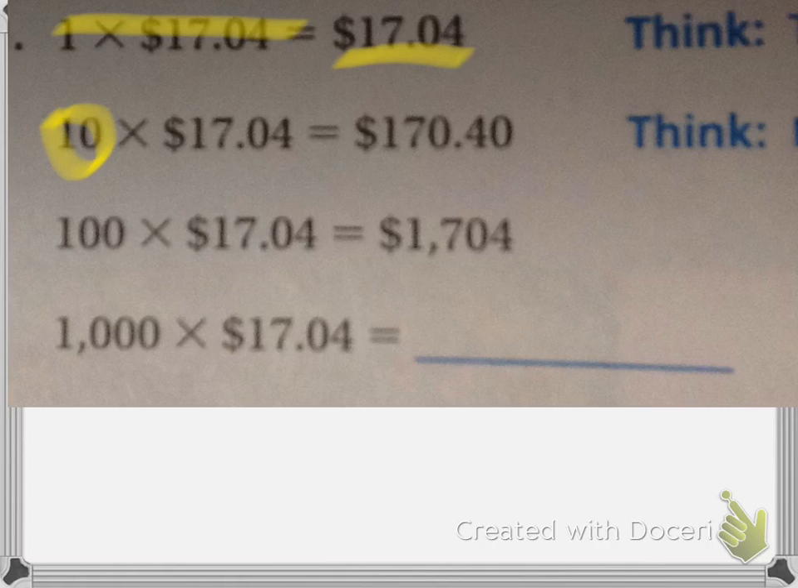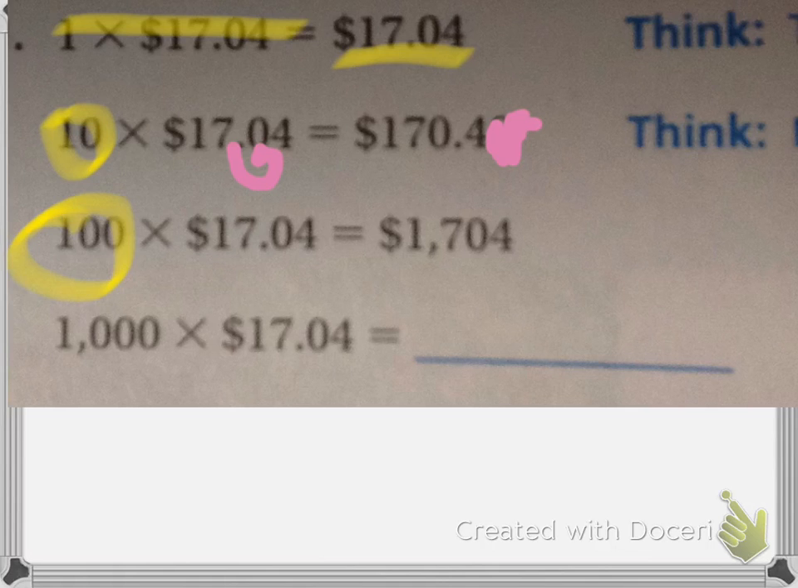Here's the big golden rule for multiplying by tens, hundreds, and thousands. All you do is you move the decimal to the right. So 10 times $17.04 becomes $170.4. You move the decimal to the right. And remember this back here, that 0 right there, you can erase it. You can add it. It doesn't matter. It's the same thing.